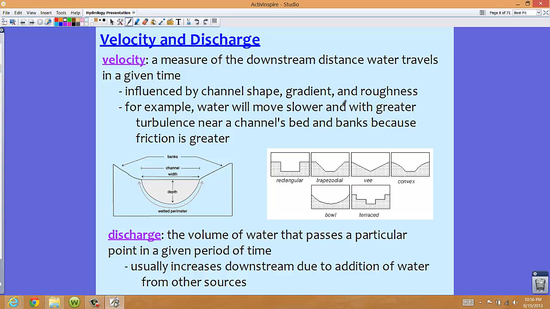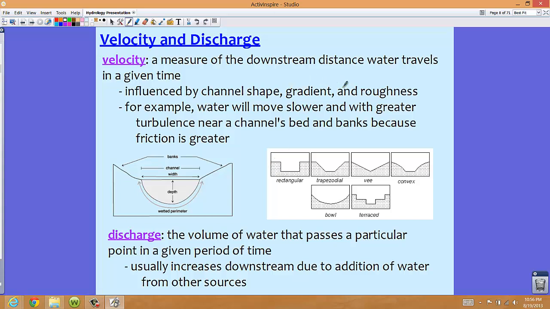Now, the velocity is influenced by a couple different things of the river. Channel shape. What shape is the river actually? I have a picture here of a couple different types of channel shapes that we might see. You might see something like a rectangular shape, something a little bit more trapezoidal, or maybe something like a bowl. We see this a lot in some of the rivers. Maybe it's a V shape, convex. So the channel shape determines its velocity, along with its gradient.